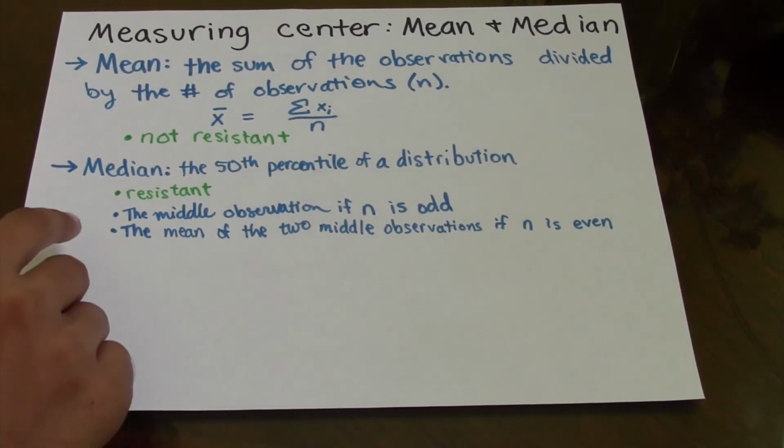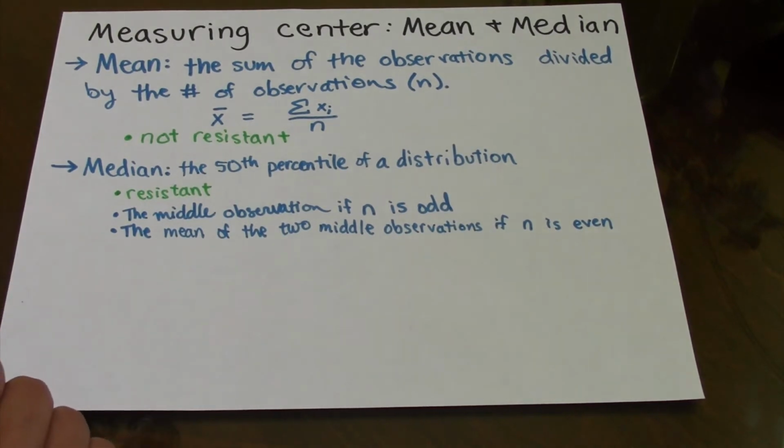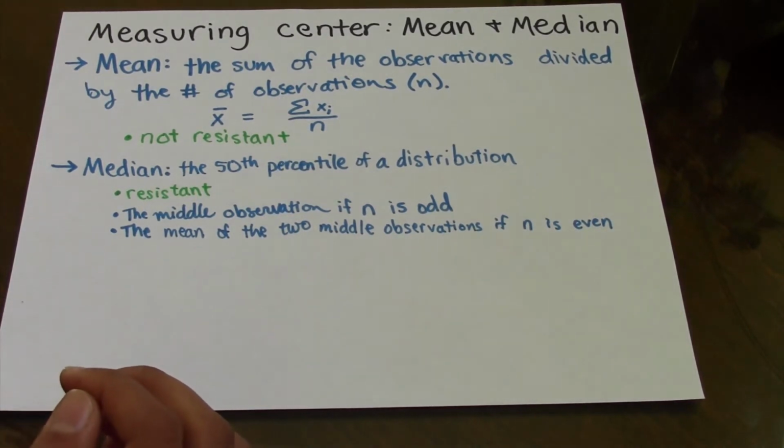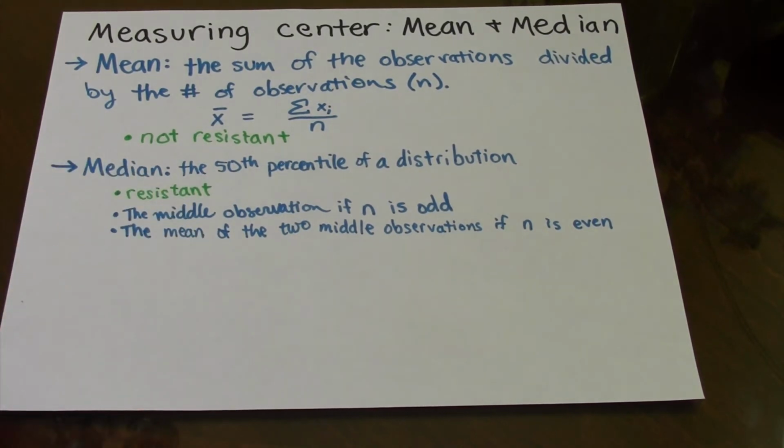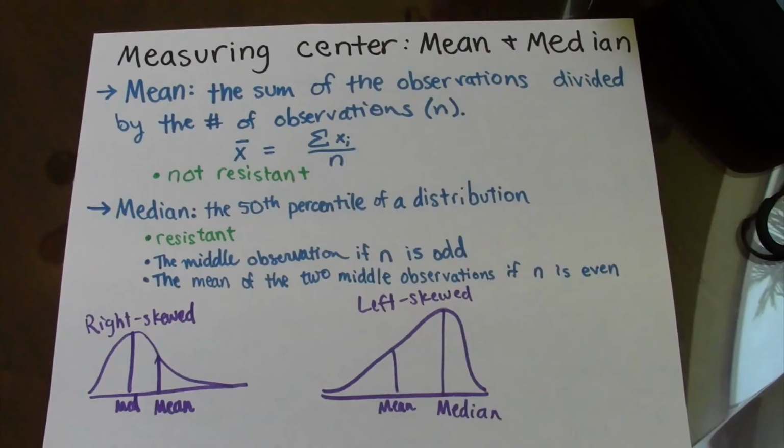The median is the 50th percentile of the distribution, so half of the observations are above and half are below it. The median is a resistant measure of center, so it is not affected by extreme outliers. To find the median, first arrange the observations in order from least to greatest, and the median will be the middle observation if there is an odd number of observations, whereas if n is even, the median will be the average of the middle 2 observations.